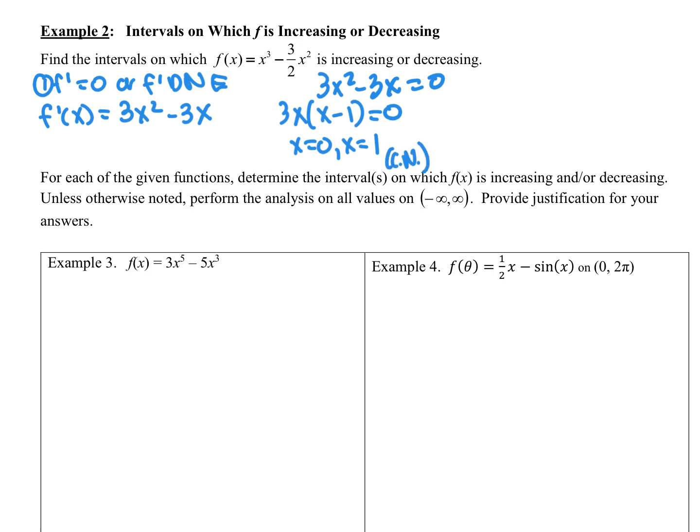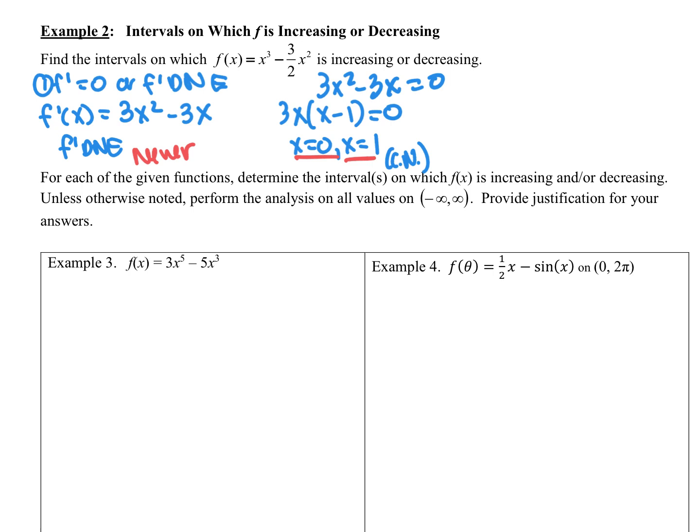But we also need to look for critical numbers where f prime does not exist. But is there anywhere where this equation does not exist? No, there's no zeros in the denominator, there's no logarithms, there's no square roots that could be negative. So this part is never. So there's no critical points from the f prime not existing. These are our only critical points. So now we're going to use this to create sets of intervals that we're going to test.